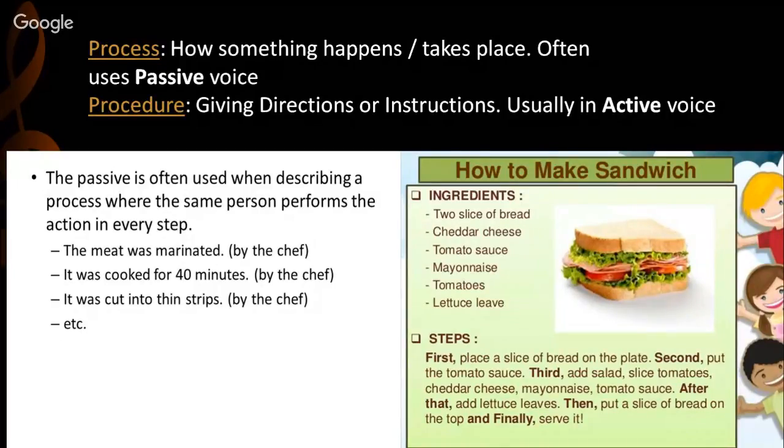How to make a sandwich? This is a procedure. Ingredients: two slices of bread, cheddar cheese, tomato sauce, mayonnaise, tomatoes, lettuce. First, place a slice of bread on the plate. So, ee tara barithivi procedure na. Second, put the tomato sauce. Third, add salad, sliced tomatoes, cheddar cheese, mayonnaise, and tomato sauce. After that, add lettuce leaves. Then, put a slice of bread on top and finally serve it. So, ee tara barithivi. If it is a describing a dish.